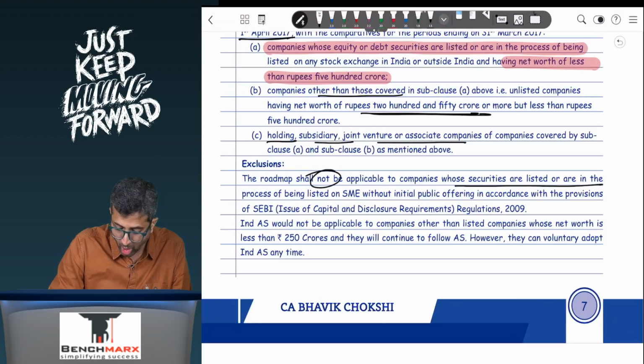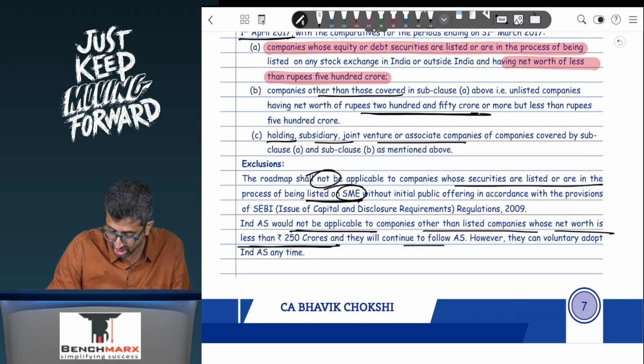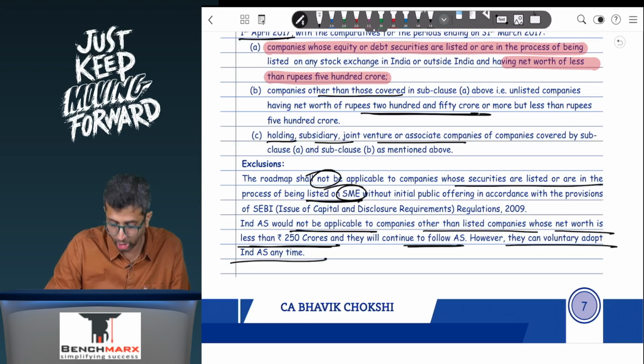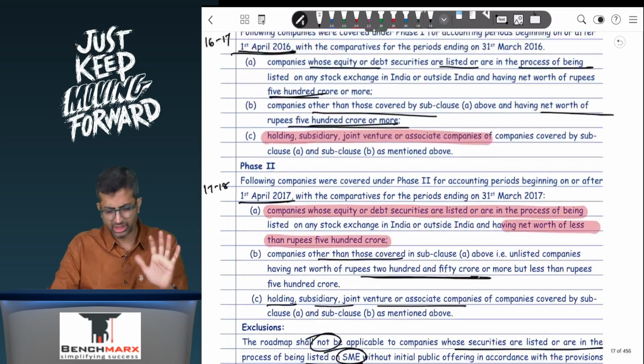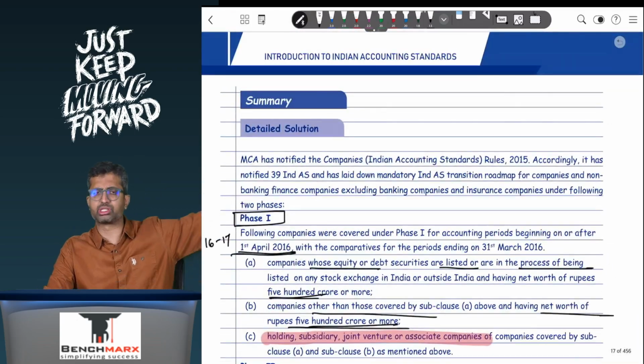companies who are listed on the SME platform. Ind AS would not be applicable to companies other than listed companies whose net worth is less than 250 crores, and they will continue to follow AS. However, they can follow Ind AS anytime. This is what the institute has mentioned. This is your suggested answer.